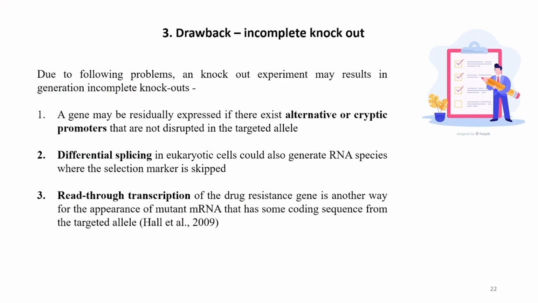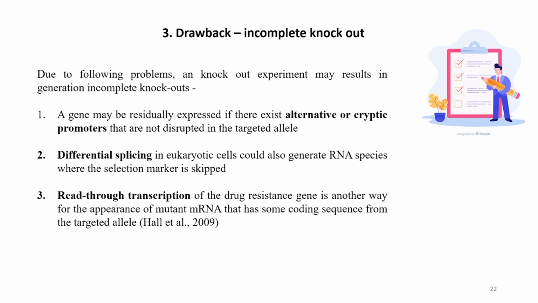There are certain drawbacks associated with these processes. For example, we may not have a complete knockout sometimes. So, there are certain problems which occur in a knockout experiment, and these are due to various reasons. Number one, a gene may be residually expressed if there exist alternative or cryptic promoters that are not disrupted in the targeted allele.